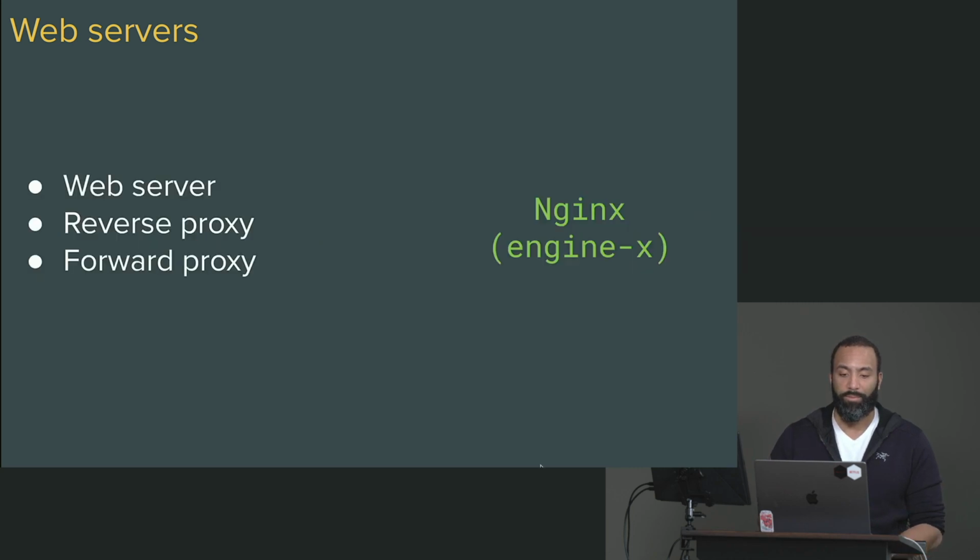It's a web server. It's a reverse proxy. It's a forward proxy. It can email proxy. Nginx is really, really powerful. It's written in C, so it's going to be faster than pretty much anything else you can possibly come up with. Faster than Node, depending on the use case, things like that.